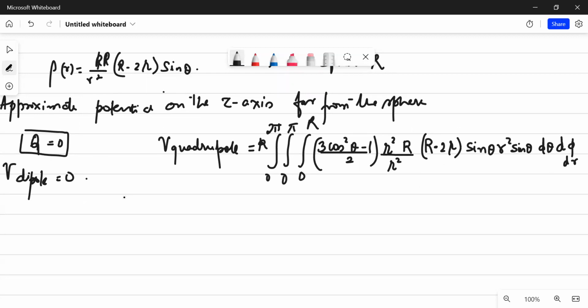Is that clear? Bharat, are you there? Yes, sir. Okay. So this is what we wanted to find. We wanted to find this V quadrupole, and this is like small k. Then you will take integration from 0 to pi, and then again integration from 0 to 2 pi, and then integration from 0 to capital R.